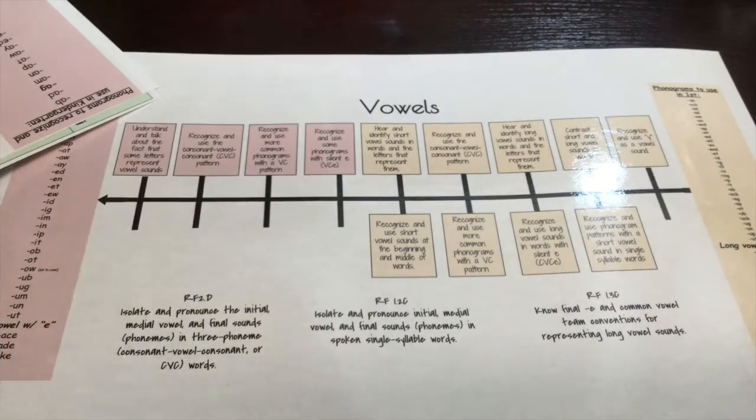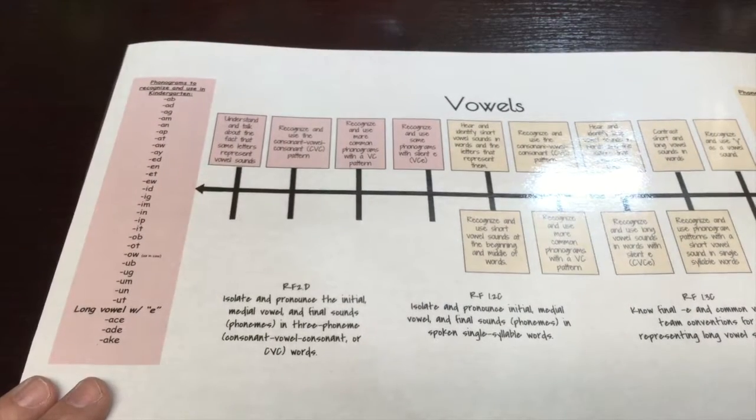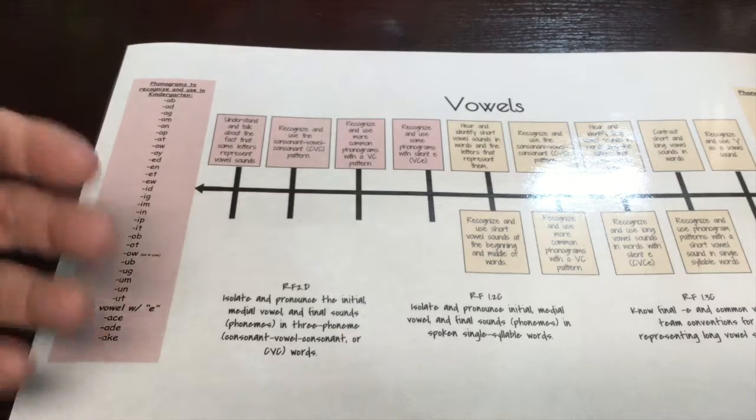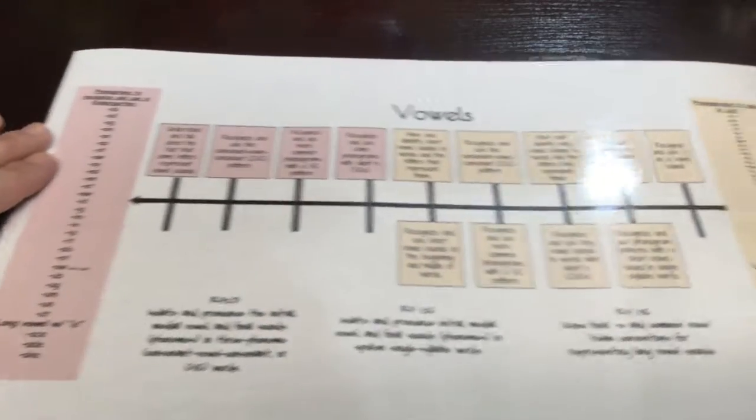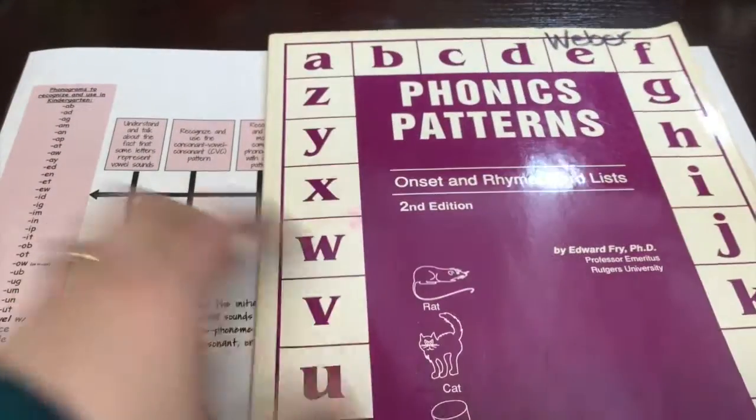So looking at vowels, they're probably what makes our language the most complex, because when we think about our consonants, we have one letter, generally one sound. When we start to think about our vowels, we have a whole range of complexity. Let's take a look here.